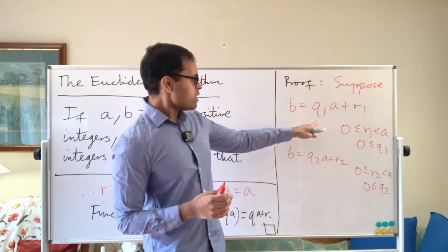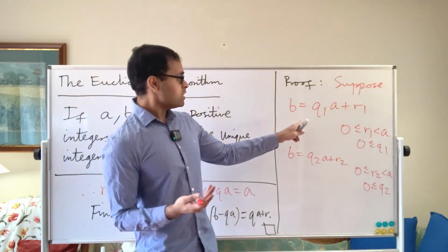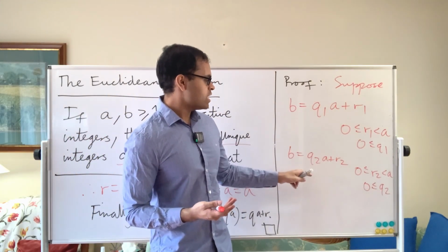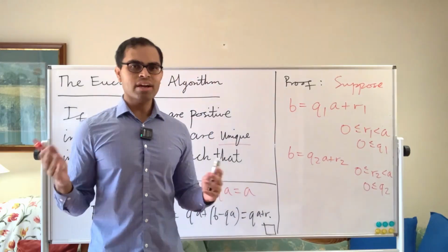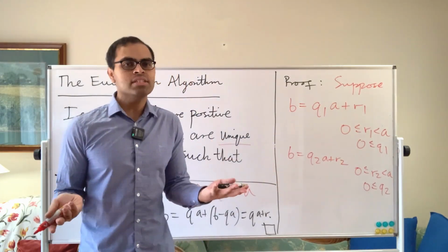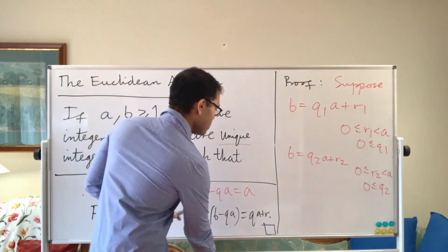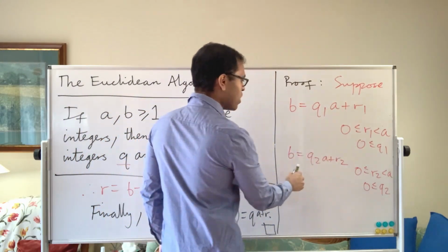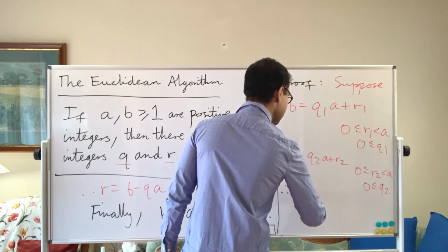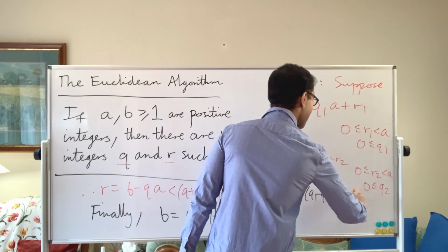So how are we going to show Q1 is Q2 and R1 is R2? Well, the natural thing is, we have these two equations, so let's subtract one from the other. We're trying to solve for one of the variables, and we want to get rid of B. If you know simultaneous equations, that's a trick to eliminate a variable. So let's eliminate a variable here. What I'm going to do is subtract one from the other. Therefore we get 0 is equal to (Q1 minus Q2) times A plus (R1 minus R2).